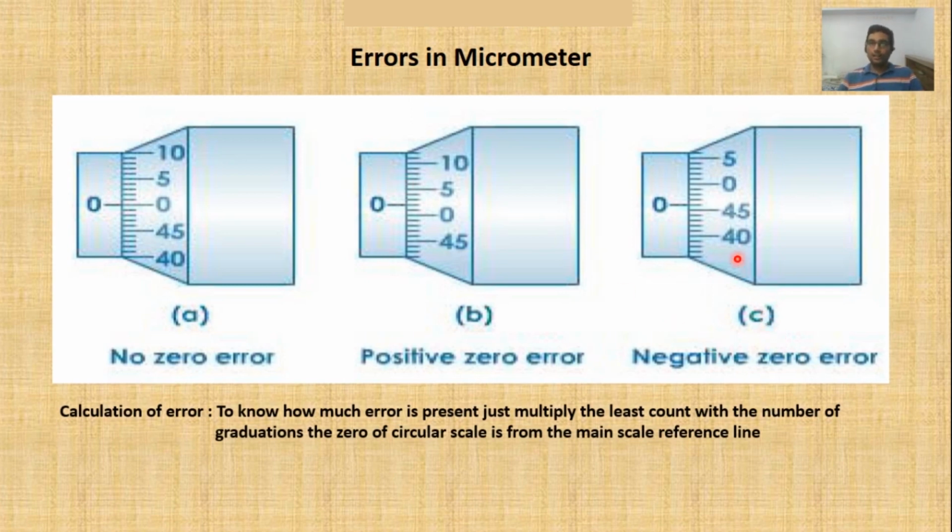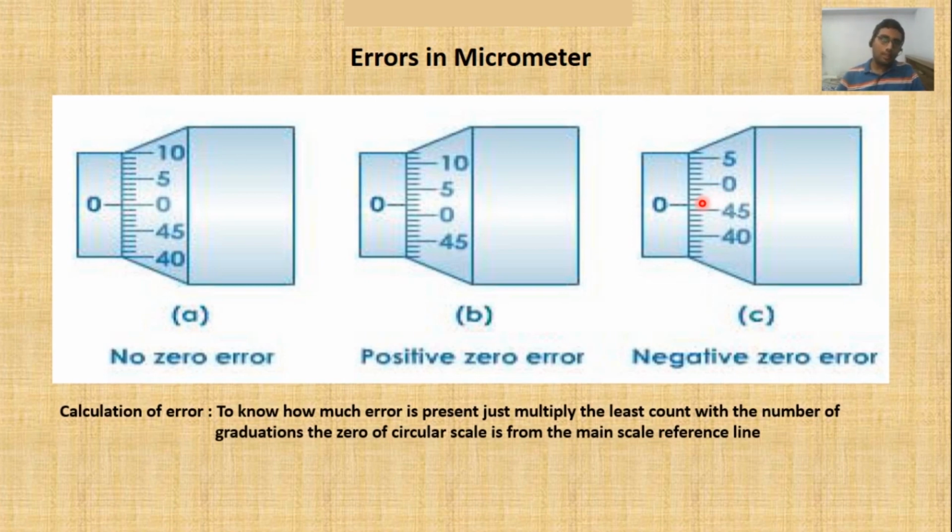Now considering case 3, here the zero of the circular scale lies above the zero of the main scale. Now let's count the number of graduations: 1, 2, 3, 4. So here four graduations are present between the zero of the main scale and the zero of the circular scale. So the error present here will be minus 0.04.